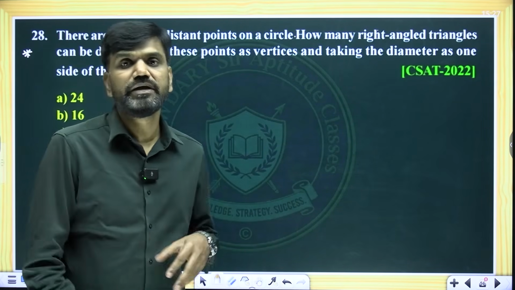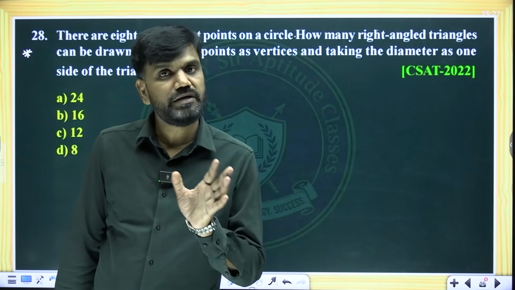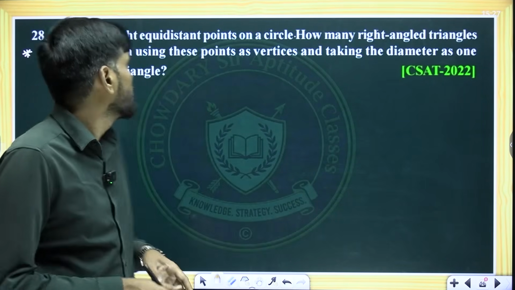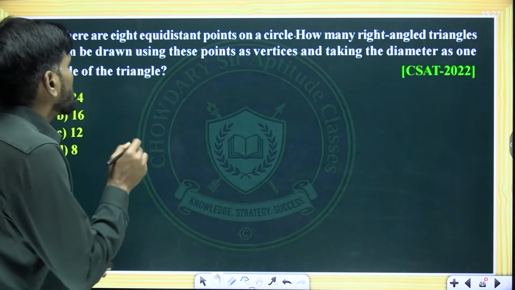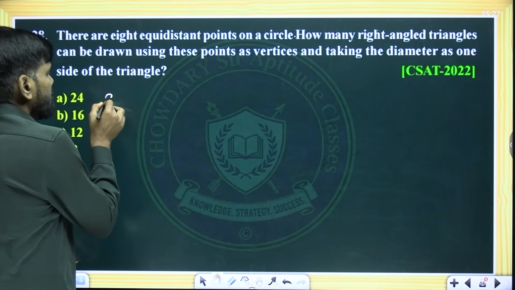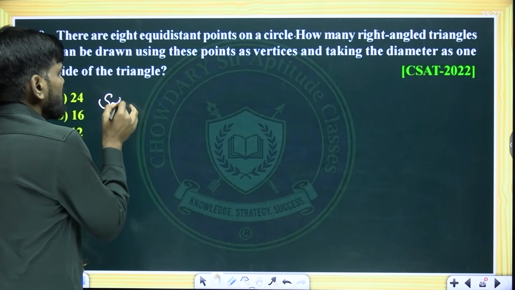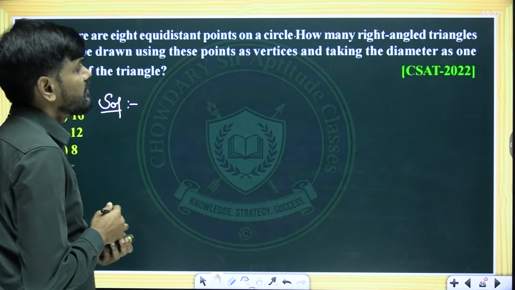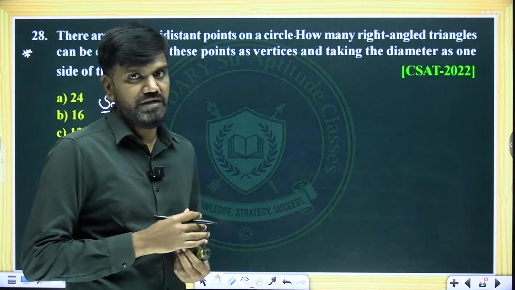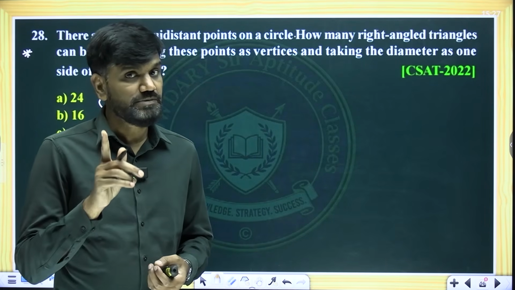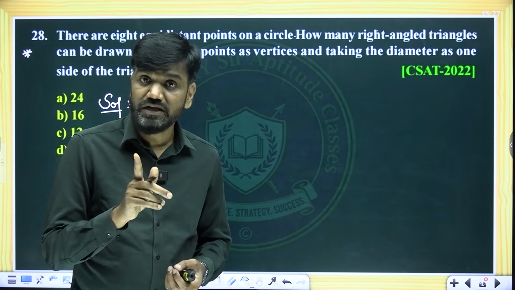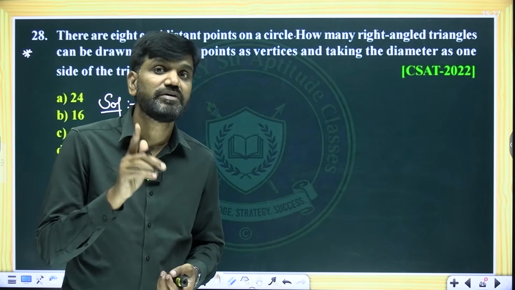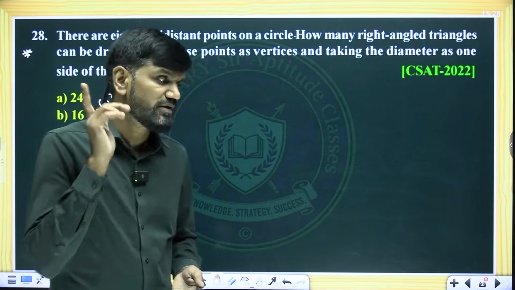One, we'll go by a logical approach. Then I'll give a formula as well. As they said, there are 8 equidistant points on a circle. Now they're asking you to find the number of right-angled triangles. Please be careful. It is not the number of triangles. They're asking you specifically for the number of right-angled triangles.